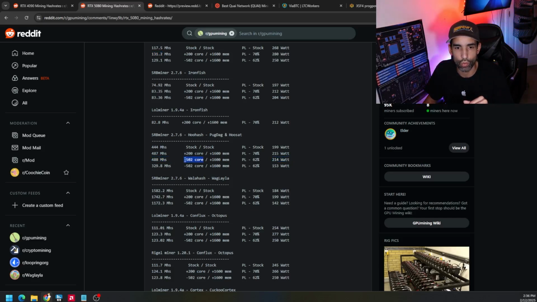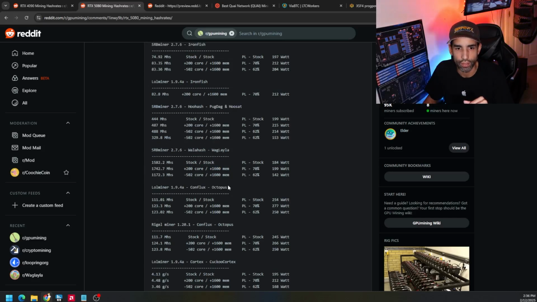Again, minusing the core and just boosting up the mem. If you add the core, you're going up 1 or 2 watts, but there's really no point.